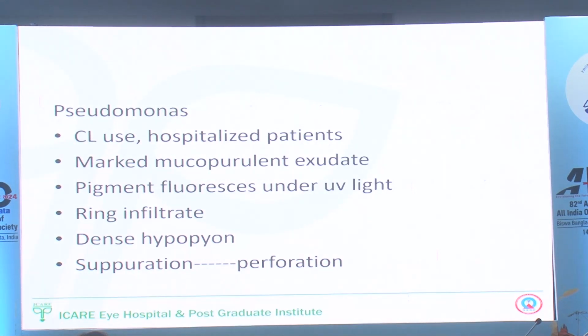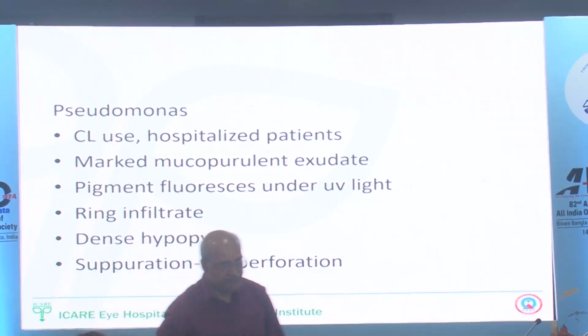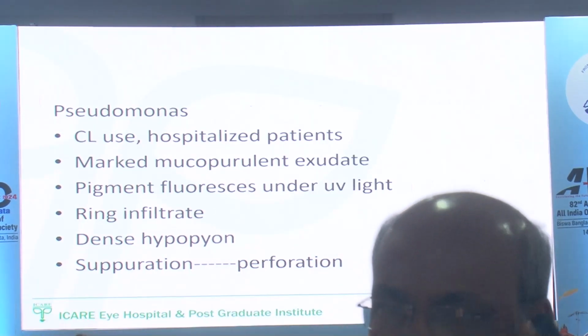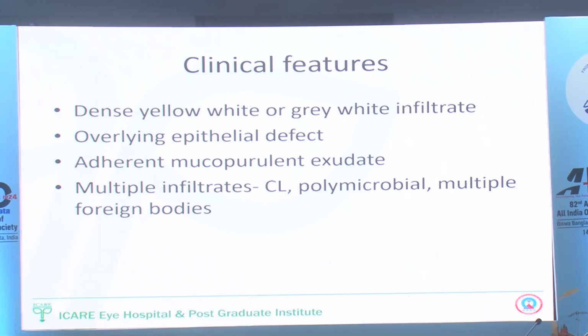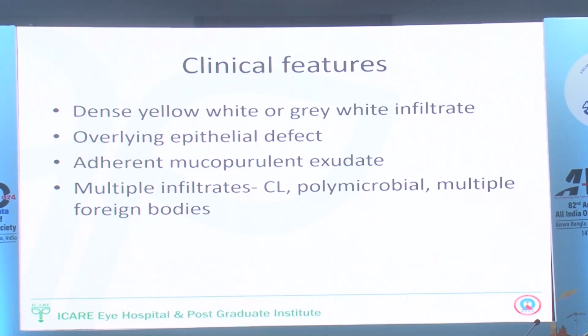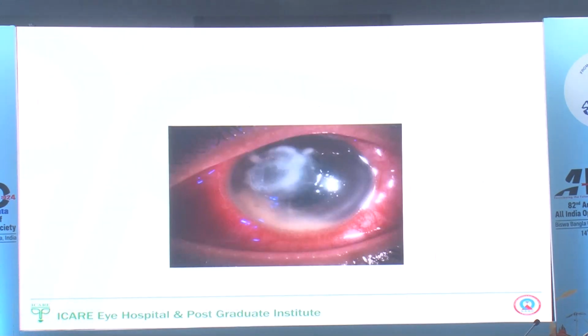Clinico-microbiological correlation. Pseudomonas ulcers are seen in contact lens users and hospitalized patients with a marked mucopurulent exudate. Pigment fluoresces under UV light. Ring infiltrate, dense hypopyon. Suppuration can lead to perforation. Dense yellow, gray or gray white infiltrate with overlying epithelial defect, mucopurulent exudate, multiple infiltrates, and especially when it's polymicrobial or there is foreign body or in a contact lens user.